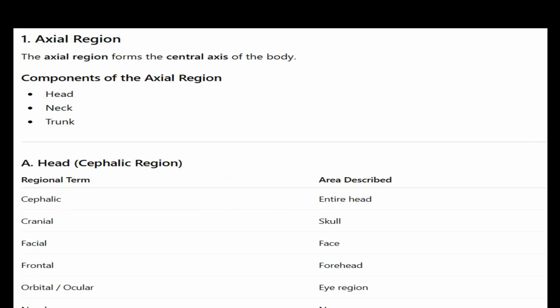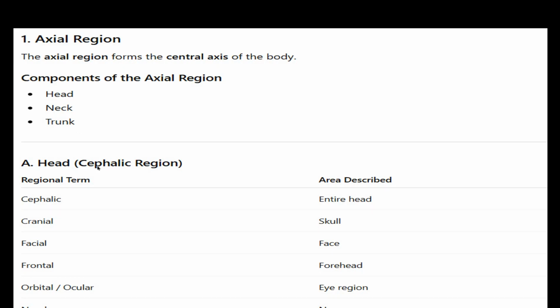The first one is the axial region. The axial region forms the central axis of the body, and it contains mainly three components. One is the head, the second is the neck, and the third is the trunk. So mainly we have three components that form the axial region. Now one by one we will see all these components.